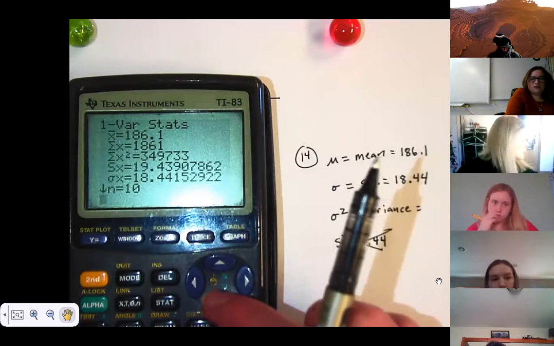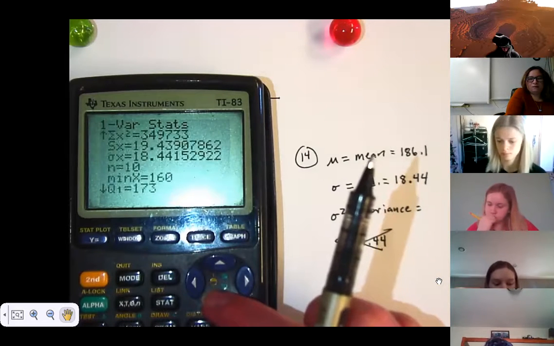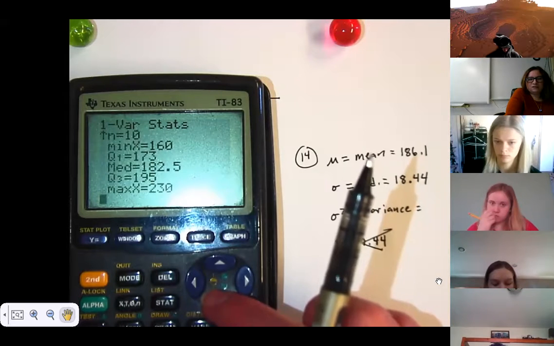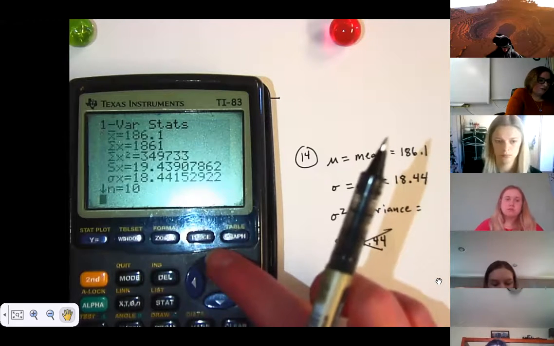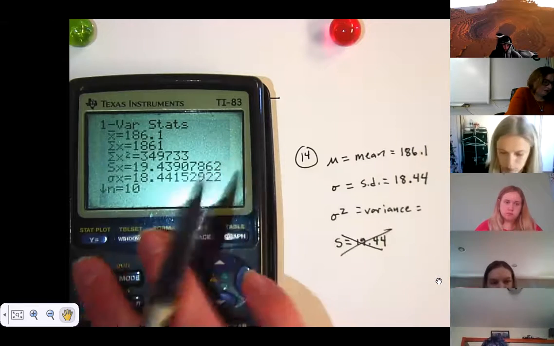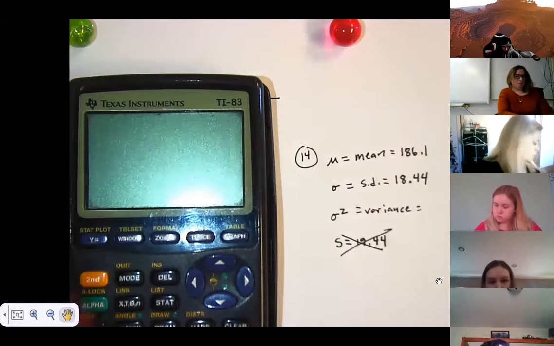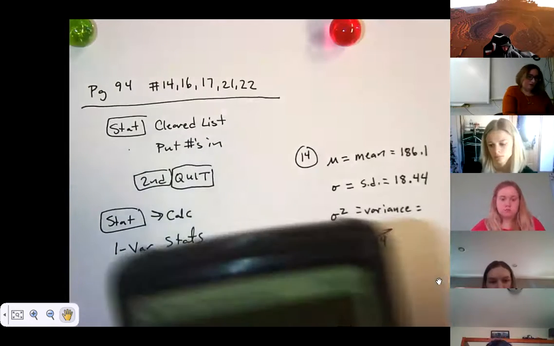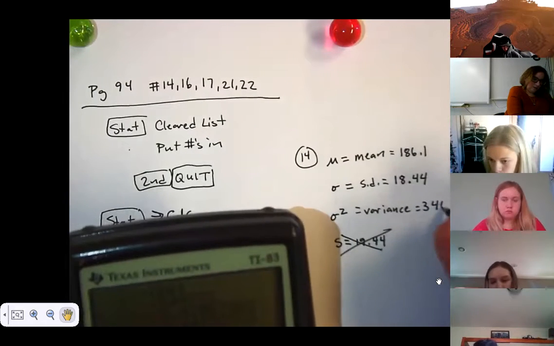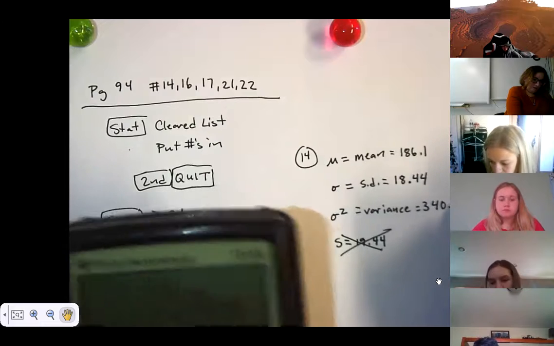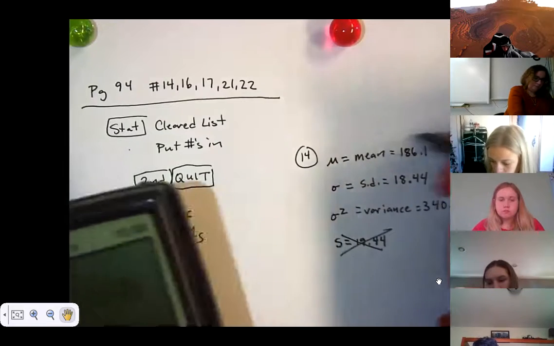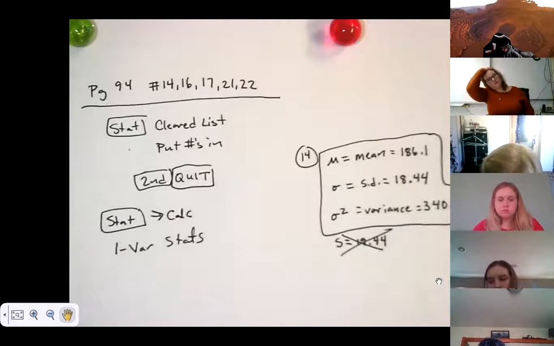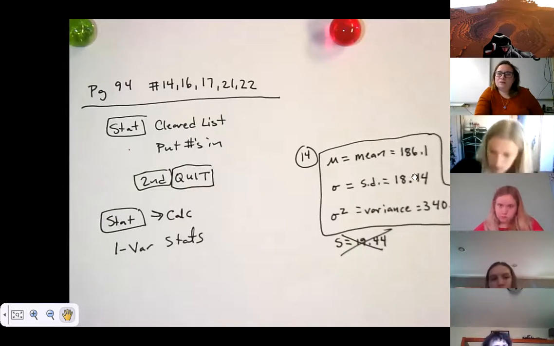So we don't need that for this one, but you will for the others. N equals 10, that's just how many data points you have. There's your minimum, Q1, your median, Q3, your maximum. So it gives you a lot of information about the stats you put in. It's a quick way to check your standard deviation. Okay. Let's see, to finish that problem, I would take 18.44 squared, which is like 340.03-ish. Okay, so I'm going to stop now.